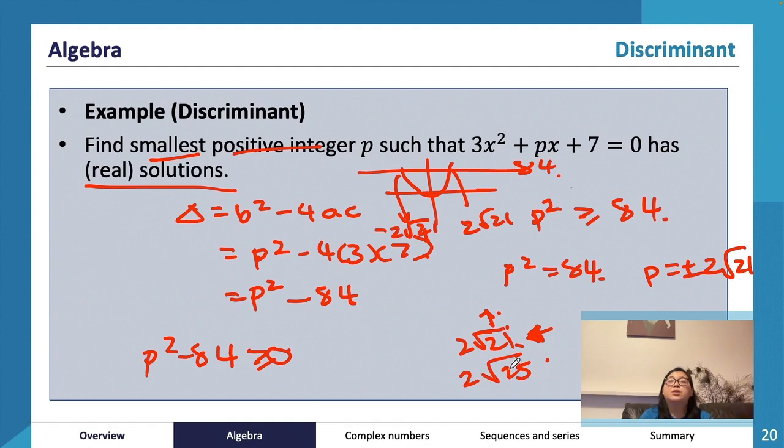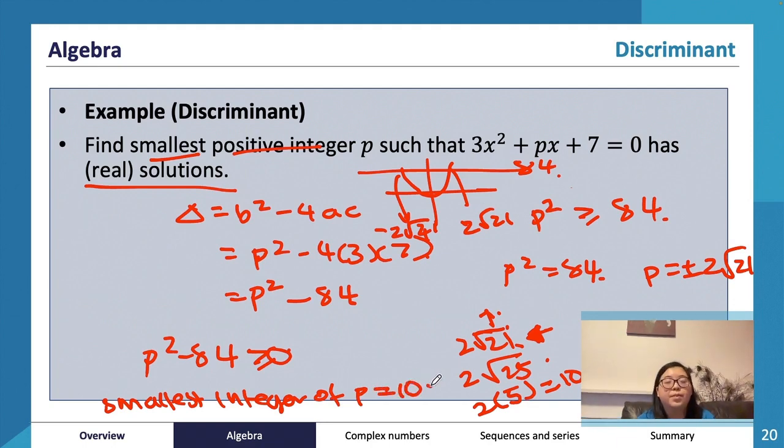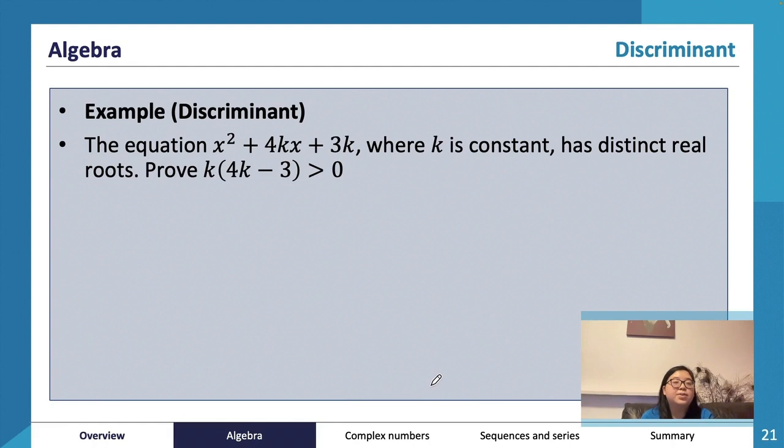So the next closest number will be 2 root 25, which is essentially just 2 times 5, which gives us 10. So the smallest integer value of p is going to be 10, right? Cool. Alright, let's move on.